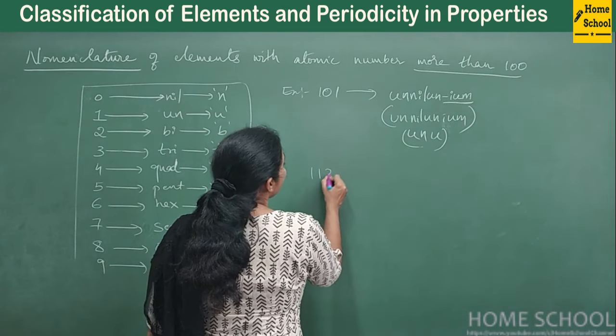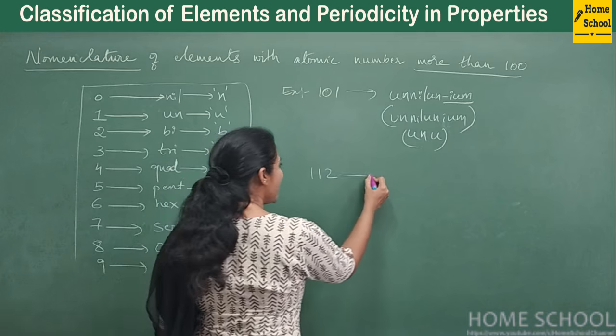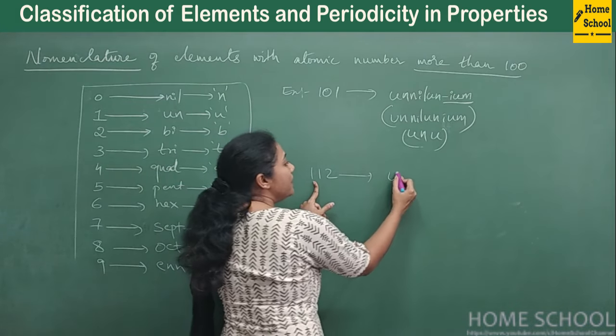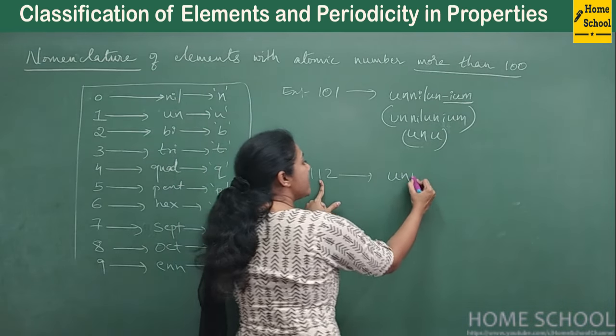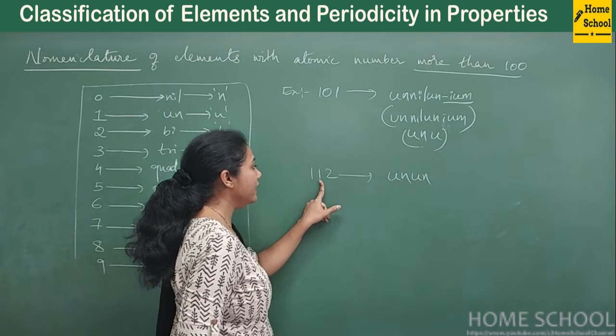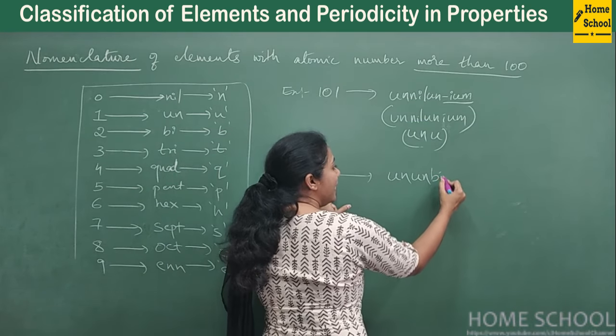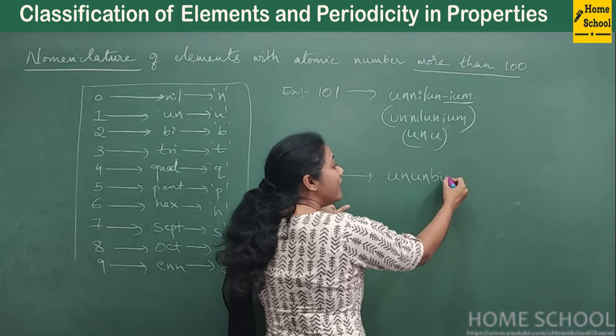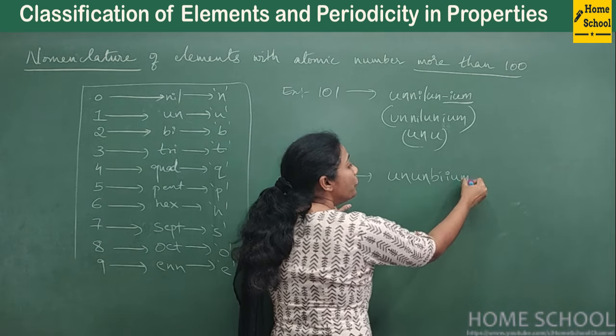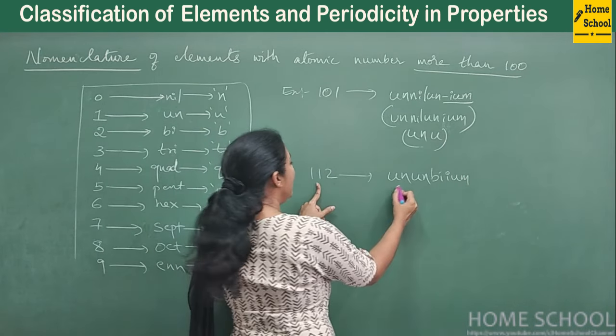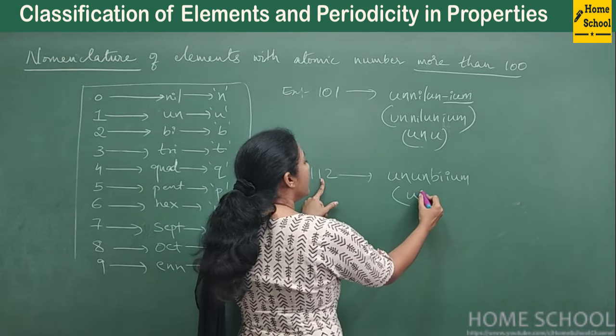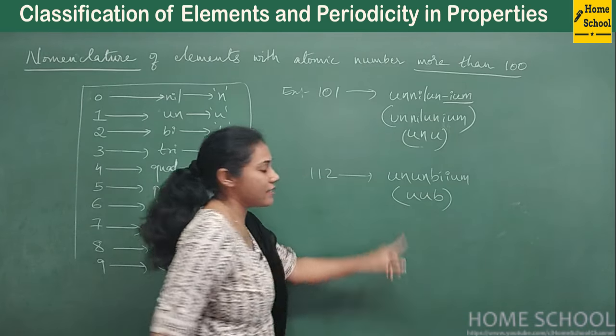Say you have element 112. How do you write its name? 1. 1 means un. Again 1 is there, so one more un. 2. 2 is bi. And the ending must end with IUM. So what is its symbol? U, U, B. That is the symbol.